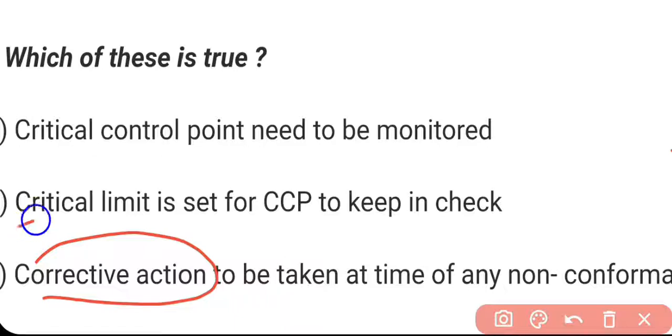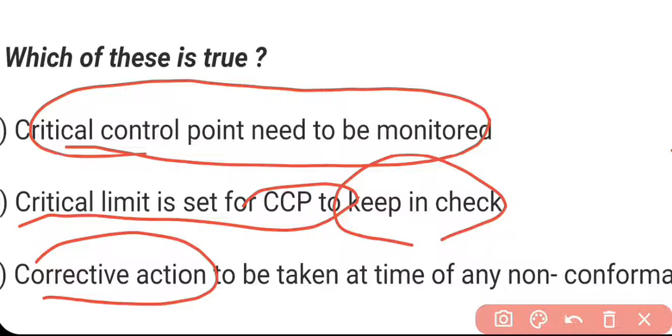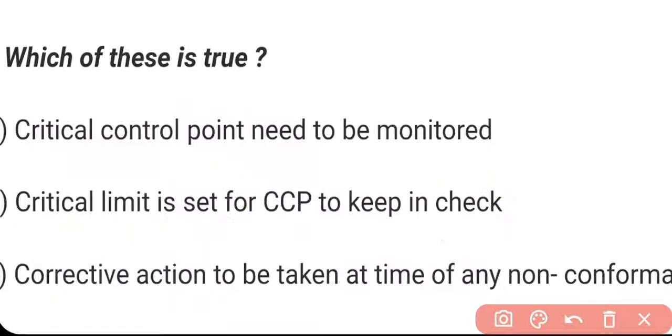Then a critical limit is set for the CCP to keep it in check. Critical limit is set. Beyond that critical limit, there is a non-conformance. Then the critical control point needs to be monitored. The CCP should be monitored to check whether the critical control point is properly working or not. All these things are required in order to mitigate, remove, or prevent any kinds of hazards.